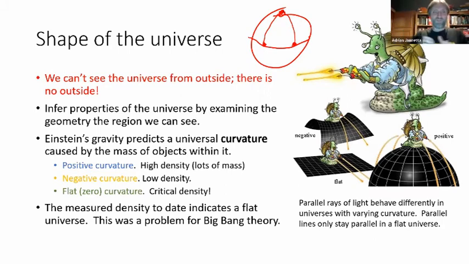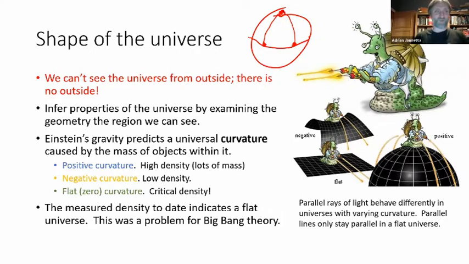So if the universe has enough mass, it might make it positively curved. If it's not enough mass, it might be negatively curved. What it seems to be is that the universe is flat, okay? Which means that if you shine parallel light beams out into the universe, they'll stay parallel, okay? That's the universe in which we live.